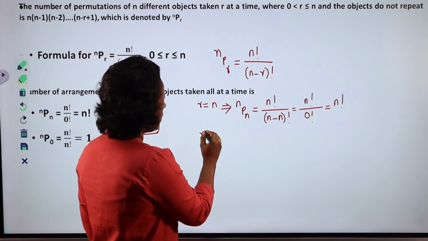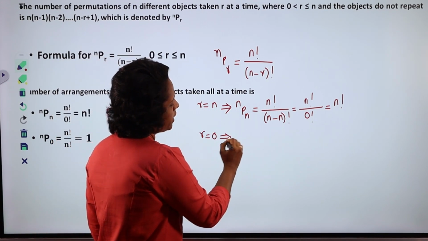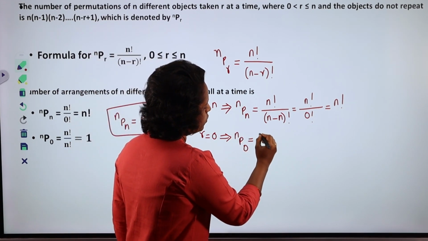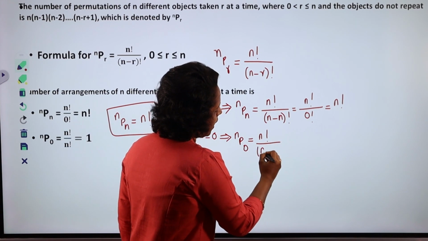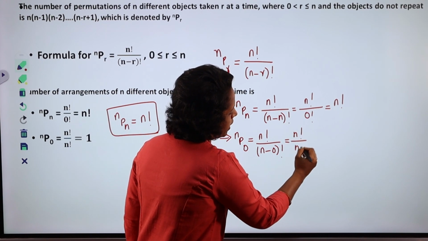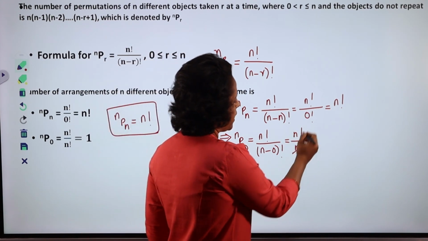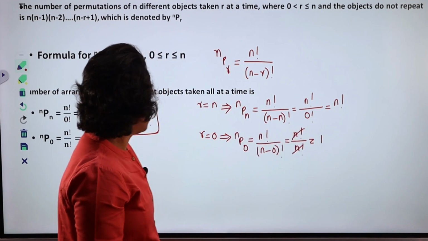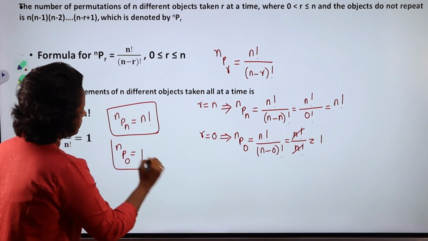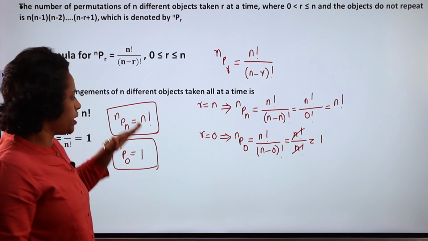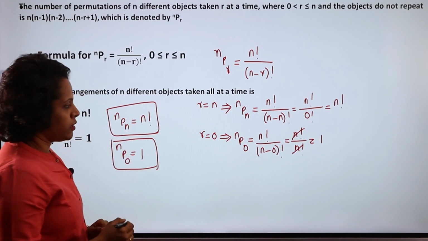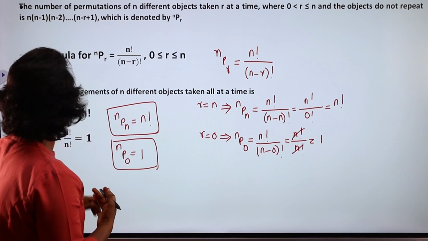Next, when r is equal to 0, what will nPr be? Let's see, nP0 will be equal to n factorial divided by (n minus 0) factorial. This will be n factorial divided by n factorial. These both get cancelled and we are left with 1. So, nP0 will be equal to 1. We need to remember these two formulas: nPn will be n factorial, nP0 is 1. Let's see how to solve the questions based on the formula.